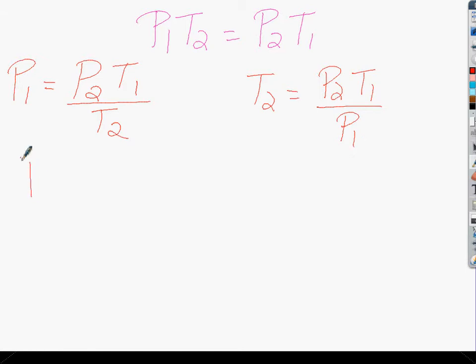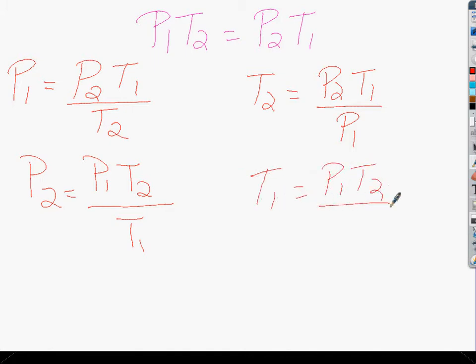And then you have your P2 equals P1 divided by T2 divided by T1. I said that wrong, but I wrote it correctly. And then I got T1 equals P1 times T2 divided by P2.